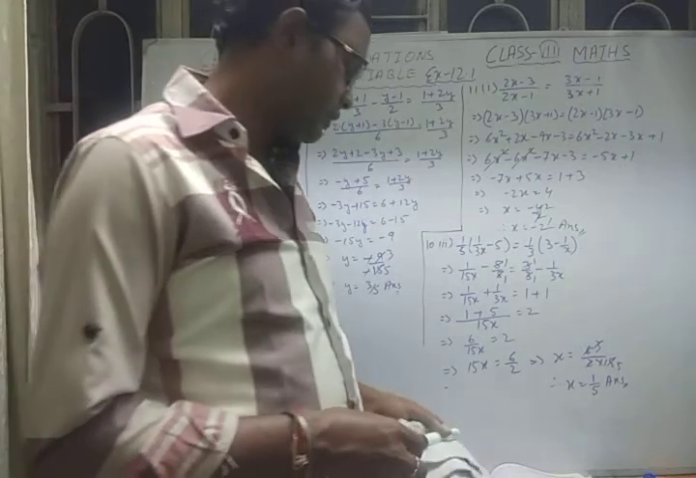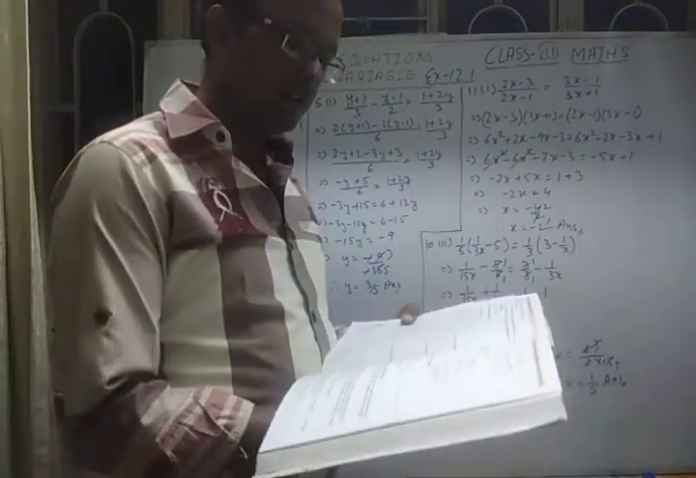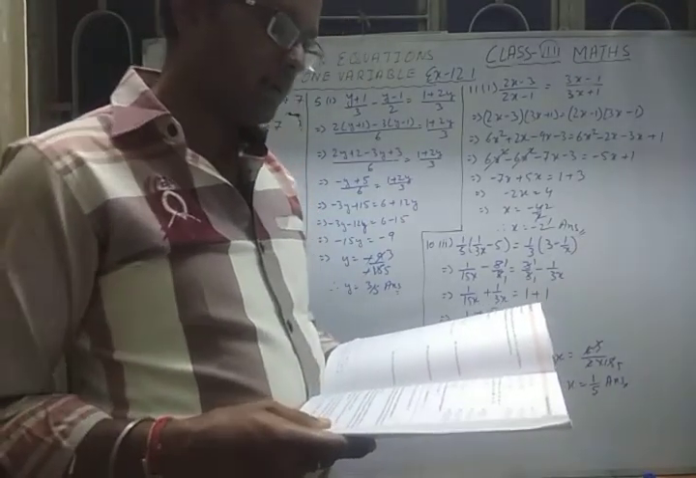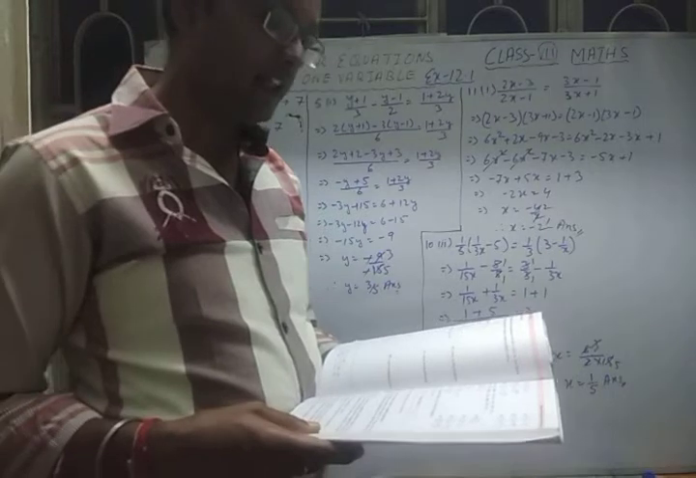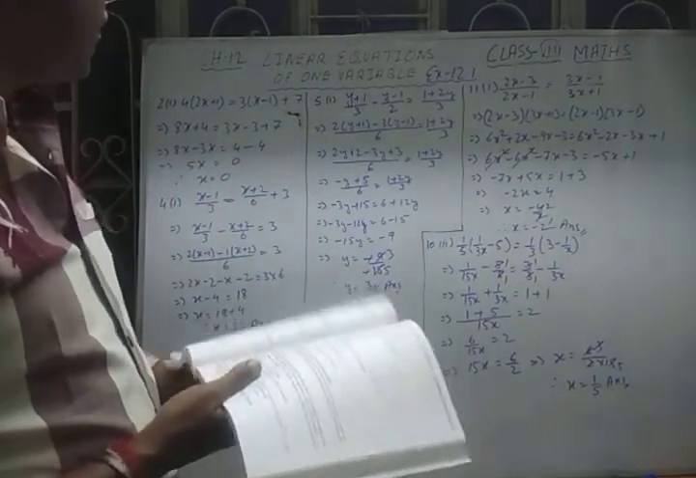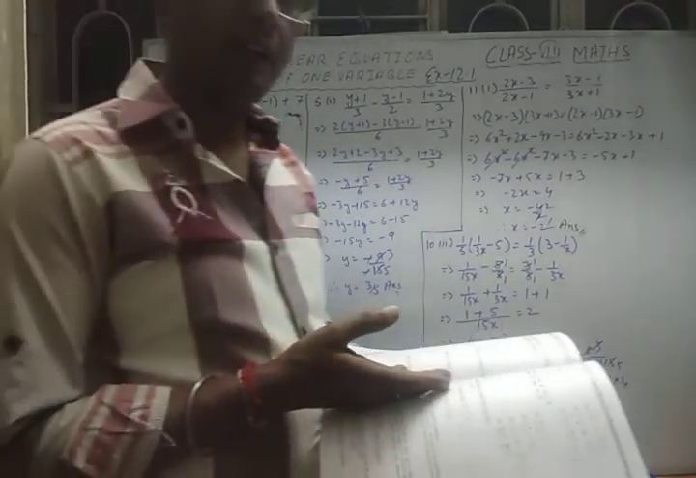Another important question that I will discuss only with you, that is question number 13. In this question you can see that solve for x: x plus 3 by 3 minus x minus 2 by 3. The same question that I have done here. This type of question it is. You have to solve and find the value of x.